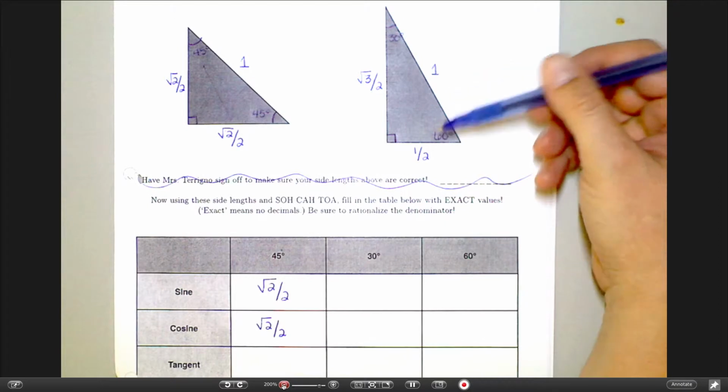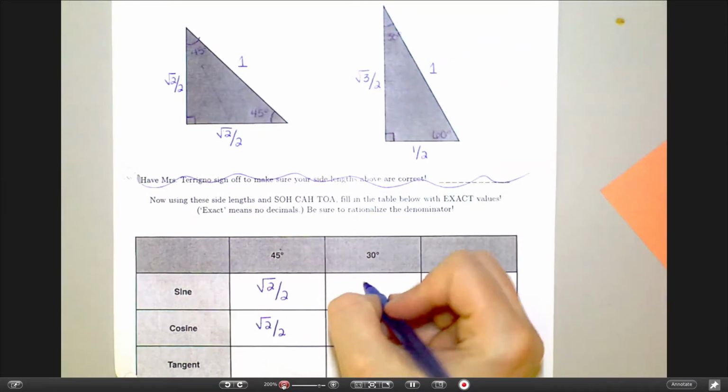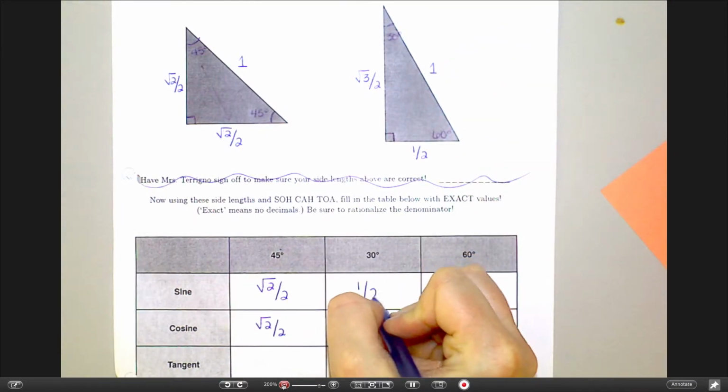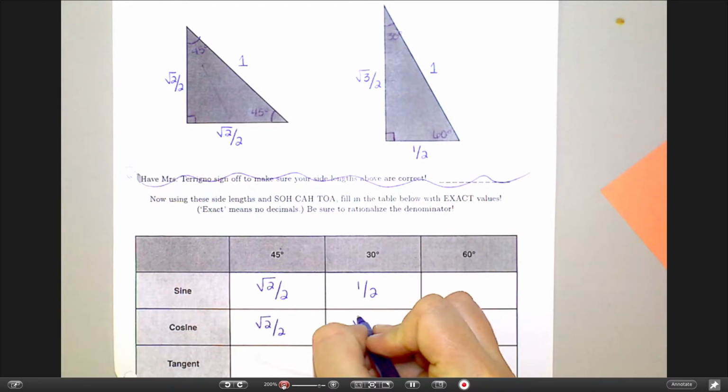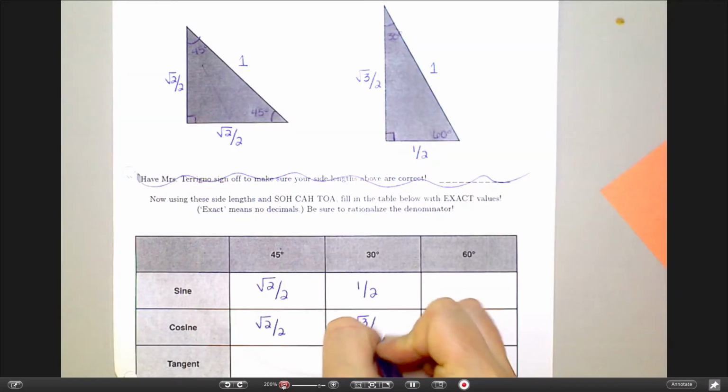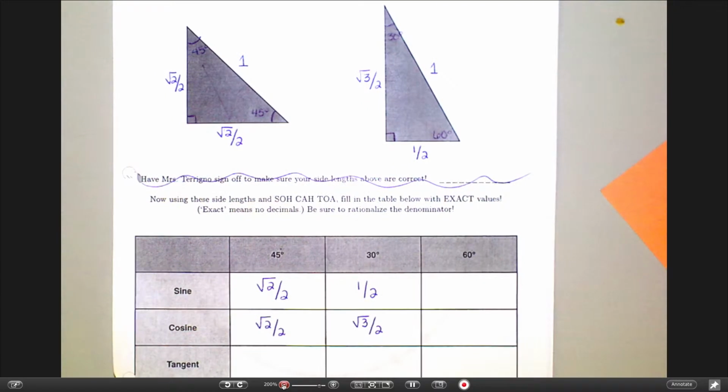Yeah. Okay. 1/2 over 1 would just be 1/2. How about cosine of 30? Square root of 3 over 2, yeah. Because it would be square root of 3 over 2 over 1. Okay, which is just square root of 3 over 2.